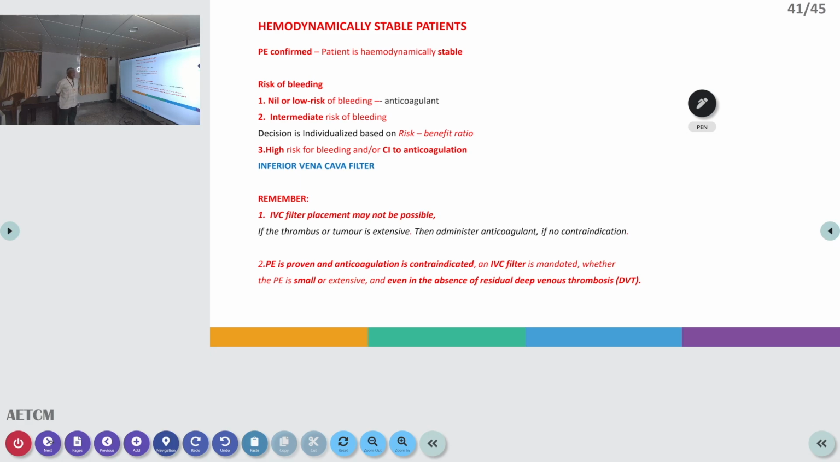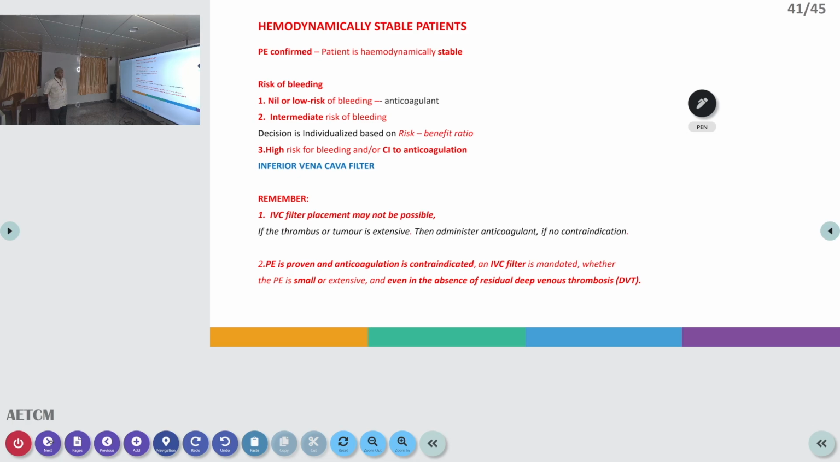Now comes the hemodynamically stable patient. So far we have been talking about hemodynamically unstable patients. Once pulmonary embolism is confirmed and the patient's condition is stable, we have to assess the risk of bleeding, whether there is nil or low risk of bleeding. In such cases, we can opt for anticoagulant. With intermediate risk of bleeding, the decision is individualized based on the risk-benefit ratio. The ball is in your court to decide whether to give or not.